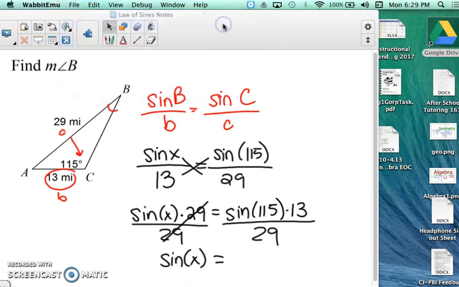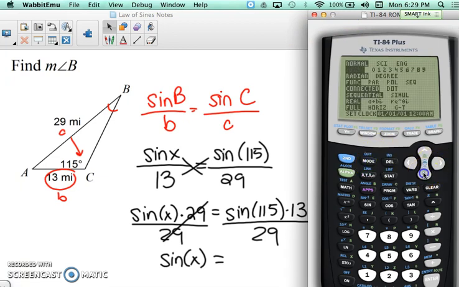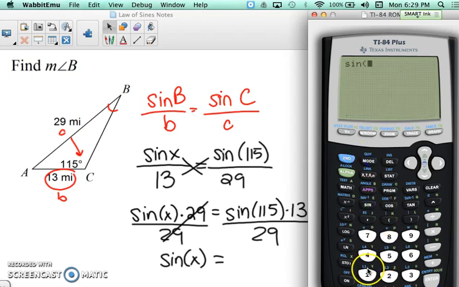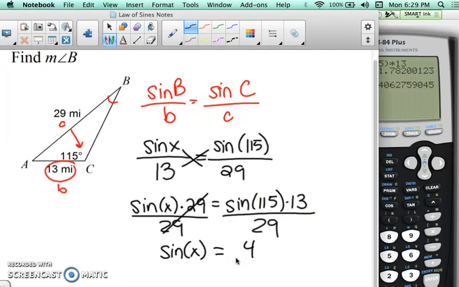So let's open up this calculator. First thing, I am dealing with degrees, so I'm going to make sure my mode is in degrees. Okay, so now sine of 115 and times that by 13. I get 11, and I'm going to divide that by 29. And so you should have gotten 0.406. Okay, but now I'm going to leave that up there because I've not found x yet.